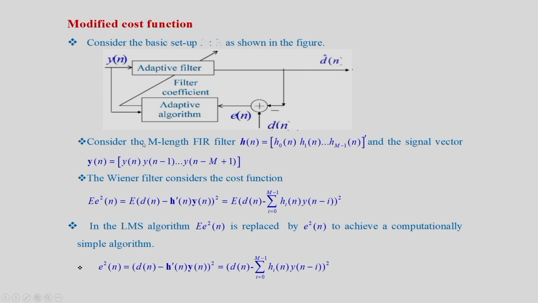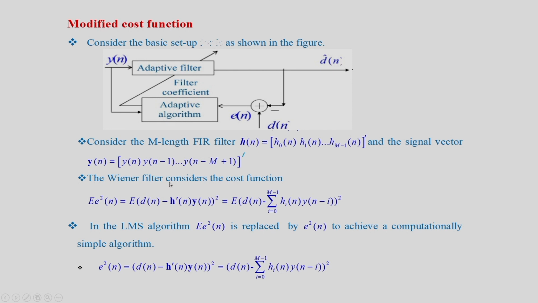We will consider an m length FIR filter h(n), that is, filter coefficients are given by h0(n), h1(n) up to h(m-1)(n). And the signal vector y(n) comprising of y(n), y(n-1) up to y(n-m+1).